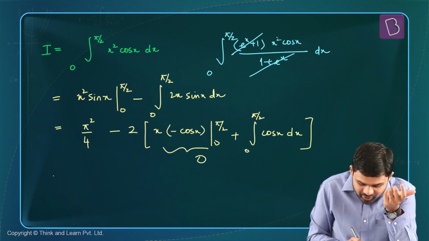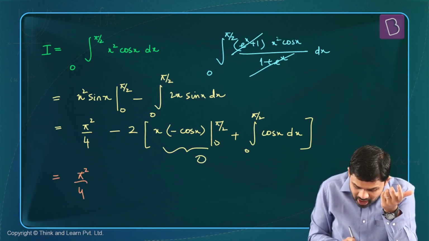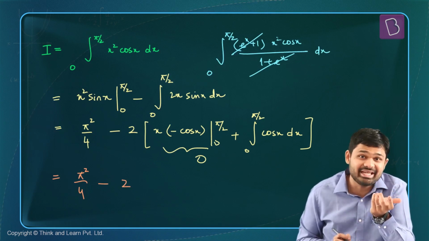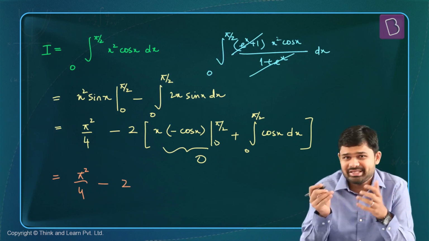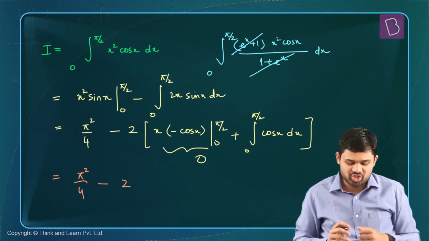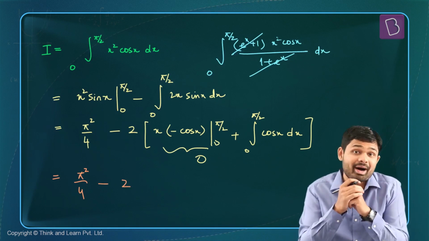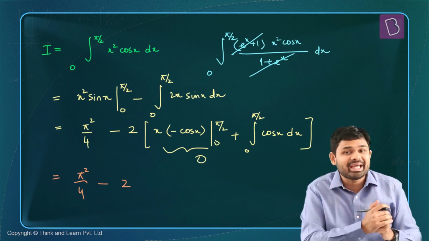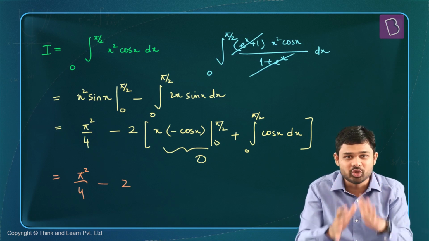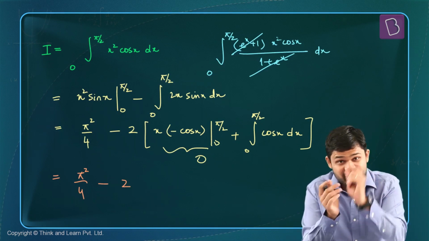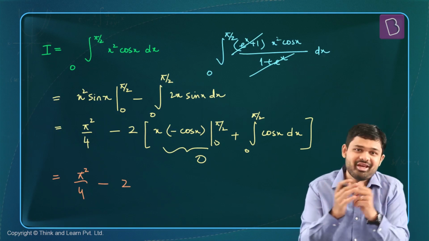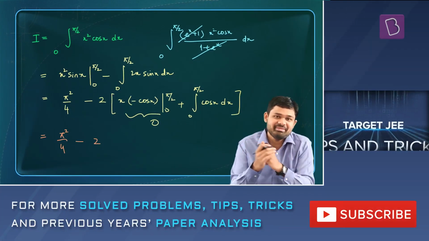So you are going to be left with pi square by 4 minus 2 times integral of cos x between 0 and pi by 2, which is sin x. Sin x at pi by 2 is 1, sin x at 0 is 0. So you're going to get 2 times 1. So the answer to this question is pi square divided by 4 minus 2. The last part of this question is not at all interesting. It's routine integration by parts. The first part of this question is where all the tricks lied, and that's where this question becomes really, really peppy and interesting.